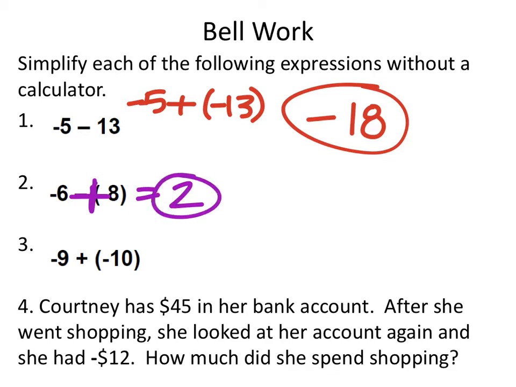And then number 3, again, if you'd like to see that as a -9 minus 10, you could. It's really up to you. You should get the same answer either way. 9 negatives and 10 negatives combined to be 19 negatives.